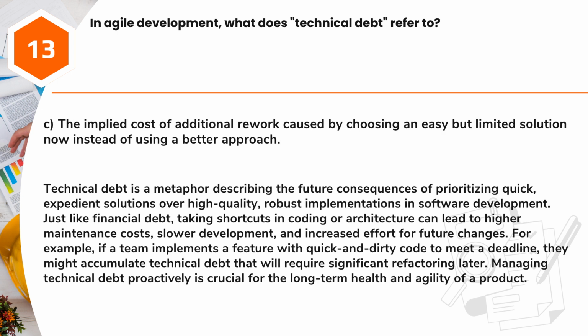Answer, C. The implied cost of additional rework caused by choosing an easy but limited solution now instead of using a better approach. Technical debt is a metaphor describing the future consequences of prioritizing quick, expedient solutions over high-quality, robust implementations in software development. Just like financial debt, taking shortcuts in coding or architecture can lead to higher maintenance costs, slower development, and increased effort for future changes.